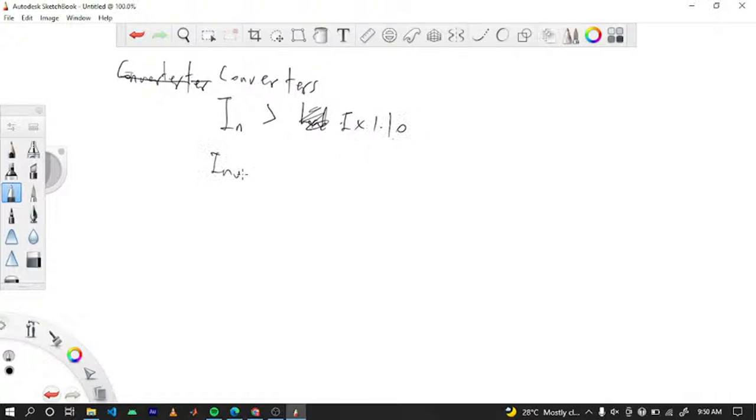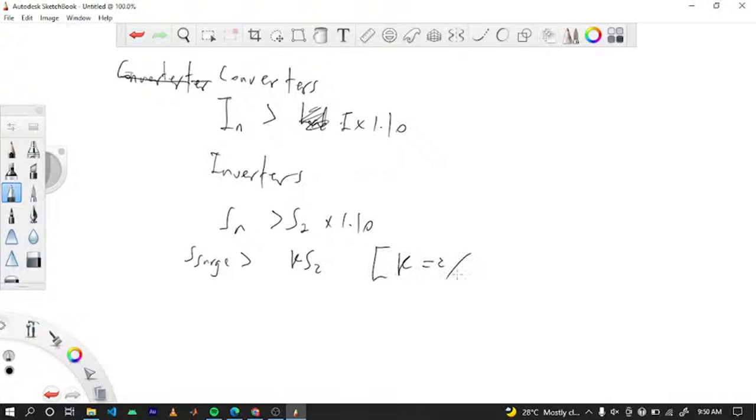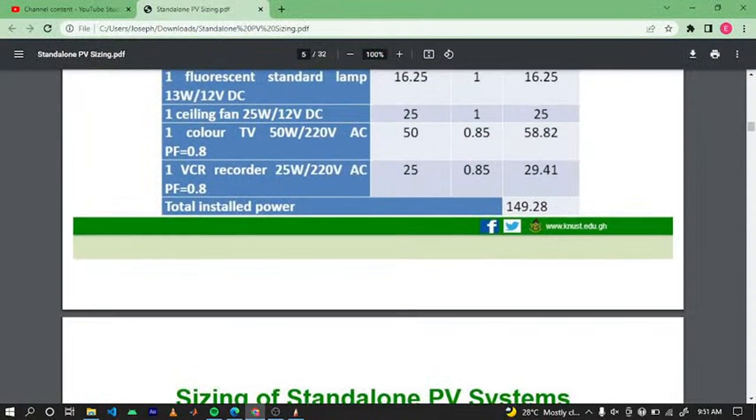Then for inverters, we are sizing inverters. We choose an inverter that has a nominal rating greater than the apparent power times 1.1. The inverter should also have a surge power greater than K times that same power. K may be 3 if they are motor systems, and if they are non-motor systems, it is lower.